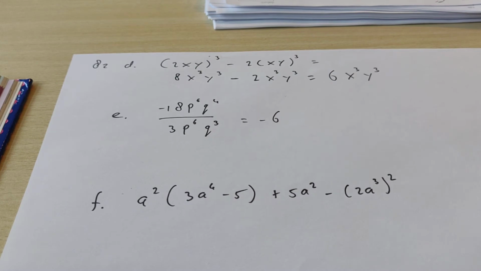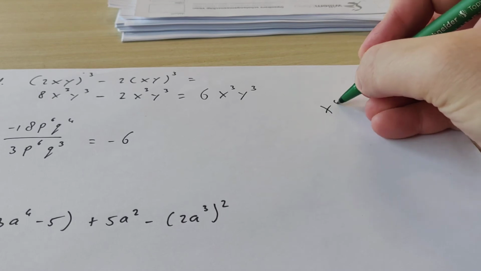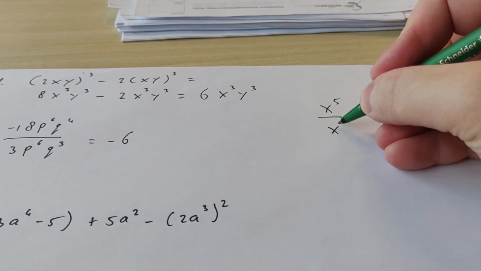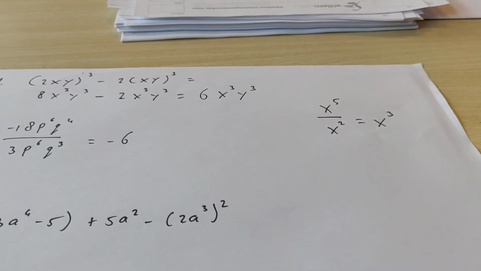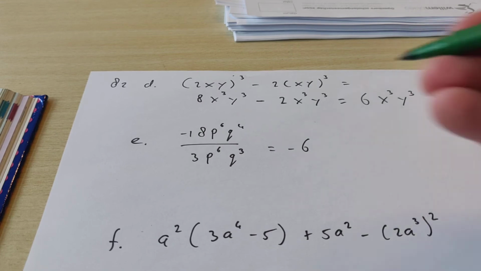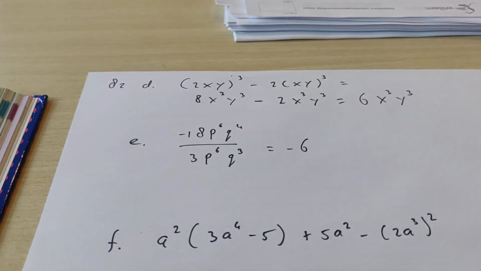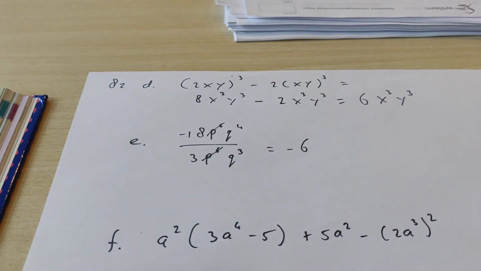Now earlier you learned that if you have a power divided by a power, so for example x to the power of 5 divided by x squared, you subtract them, so you have x to the power of 3. But if you do that here, then you have no p's anymore, because 6 minus 6 is 0. So what happens is you just remove it. So we have no p anymore.